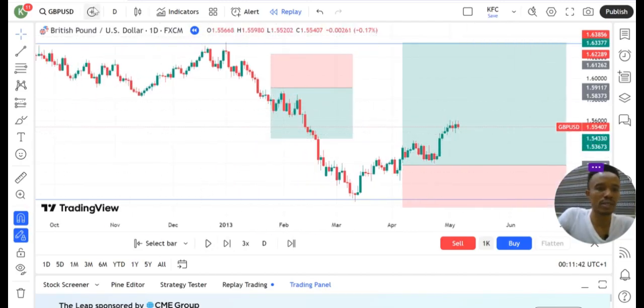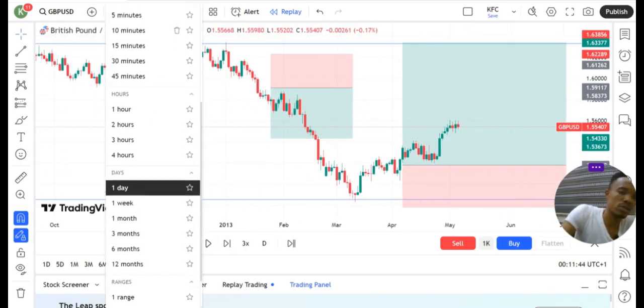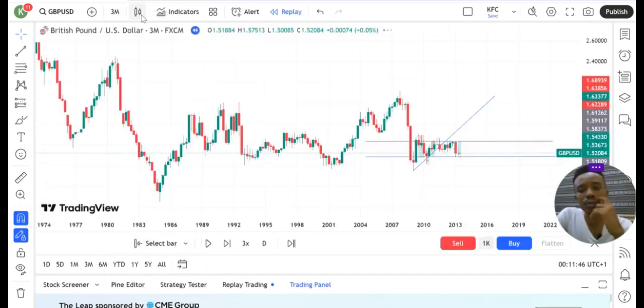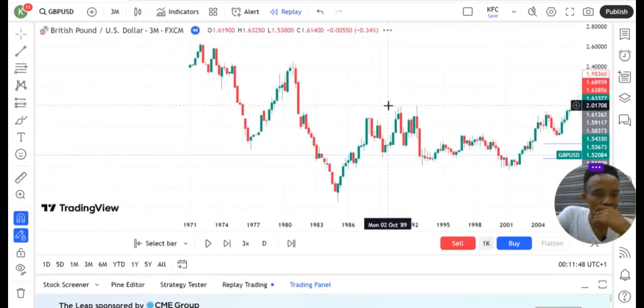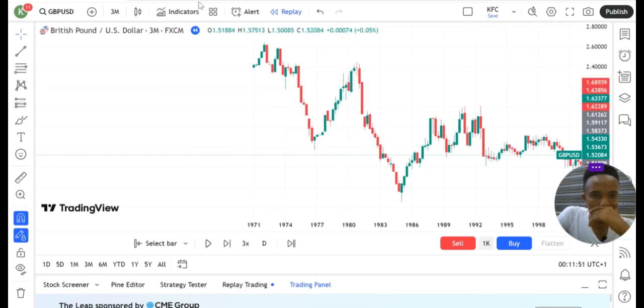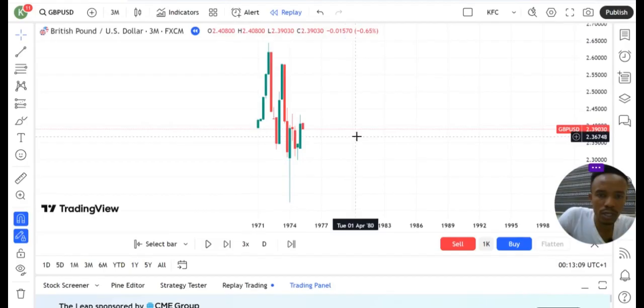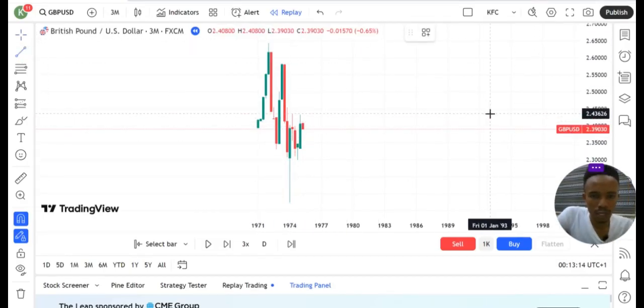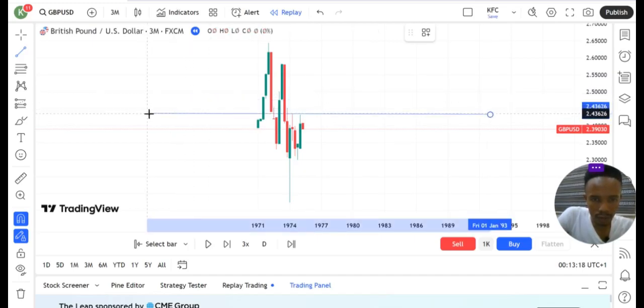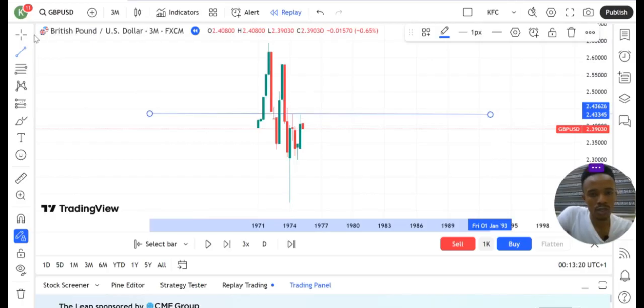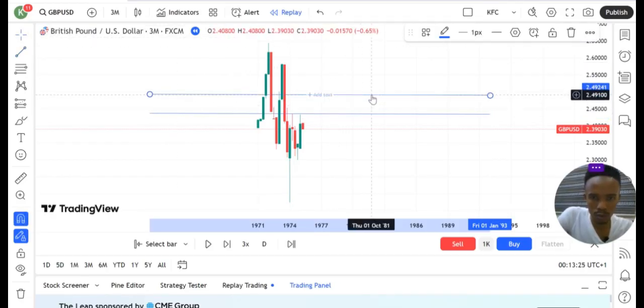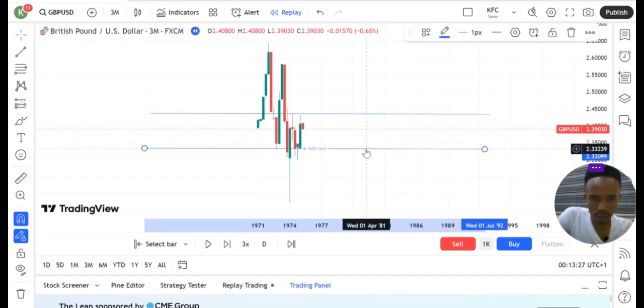So let's backtest. Let's go back to the 3 months time frame. Let's look for another candle. Let's look quickly for a long candle. I think this can do. So let's just wait for the next candle to print. Okay, the next candle has already printed. Then we're going to pick the low and the high. So this is the high for this candle, and then we're going to pick the low. So that's the high and the low.